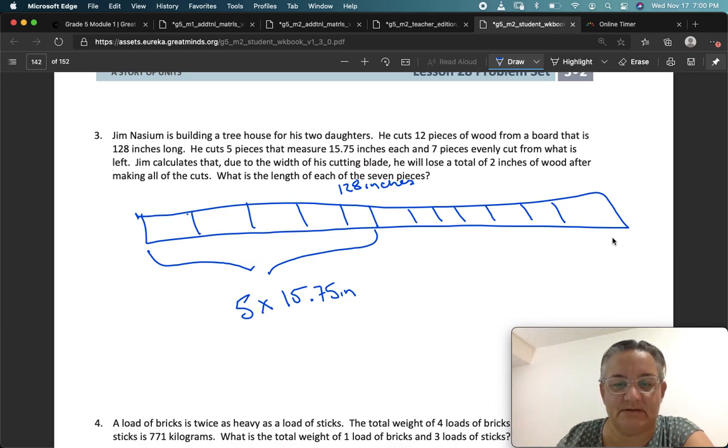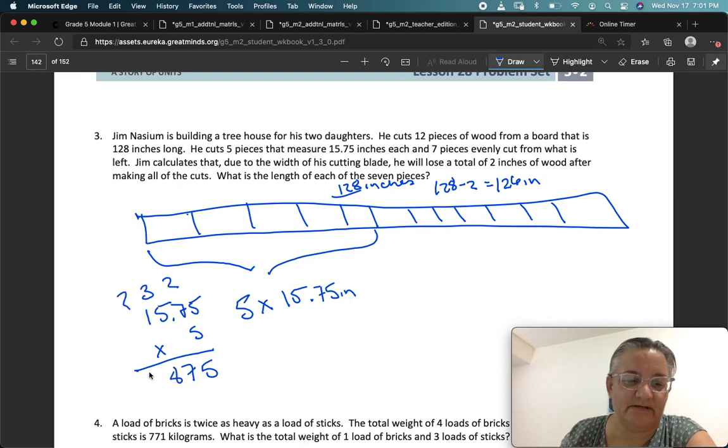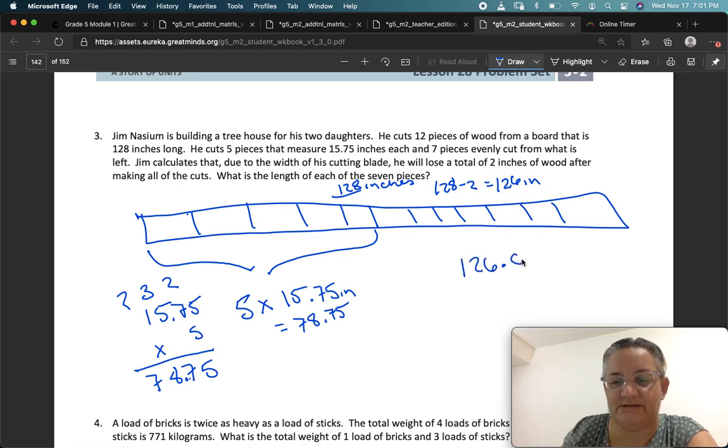Okay, so let's see. So we're going to take this down. We're going to subtract 128. We're going to subtract 2 because 2 of those inches are going to go to cuts, okay? And then these 5, so 15.75 times 5 is 25, carry the 2, 35, 36, 37, carry the 3, 25, 26, 27, 28, carry the 2, 7, okay? So this equals 78.75, and the rest is 126 inches, so let's subtract 26, and I'm going to put 2 zeros on it right away so that I can subtract correctly. Okay.